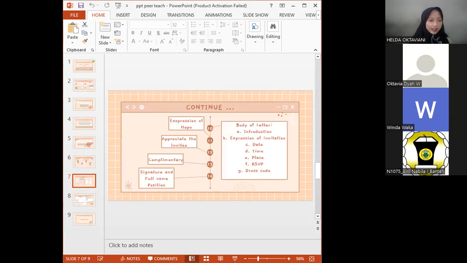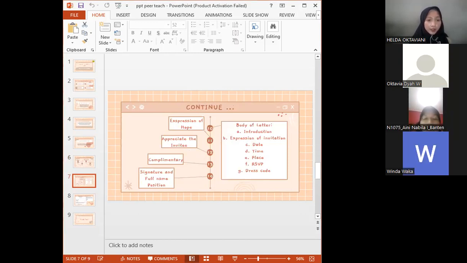Okay, that's all about the layout. Before we go into the body of the letter, now I'm going to tell you about the body of the letter, or the structure of the letter. This is the main important part that you must include in your invitation letter.